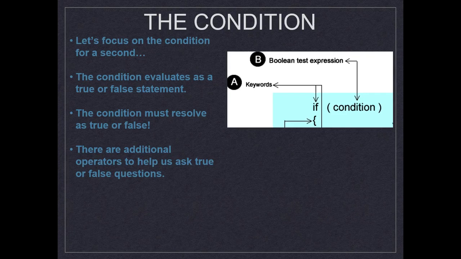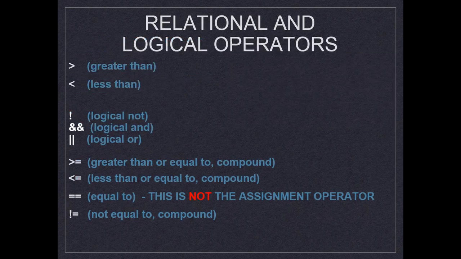So let's hone in on the condition a little bit more. The condition evaluates as a true or false statement and must resolve to either true or false. And we're going to take a look at these additional operators. There's a series of relational operators and logical operators, and let's take a look at those real quick. So here are the new operators. We have greater than, which is the chevron pointed to the right. It's kind of an arrow pointing to the right, open towards the left, and we've learned this in our basic arithmetic growing up here.